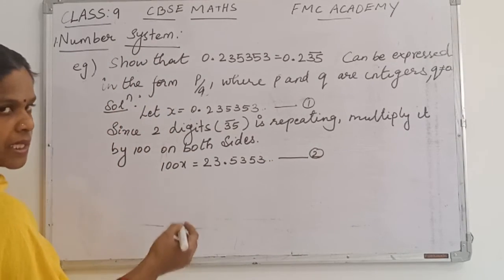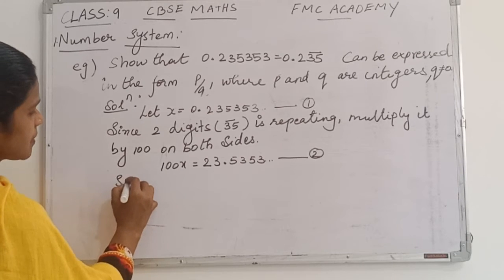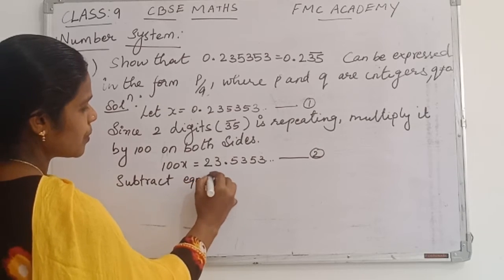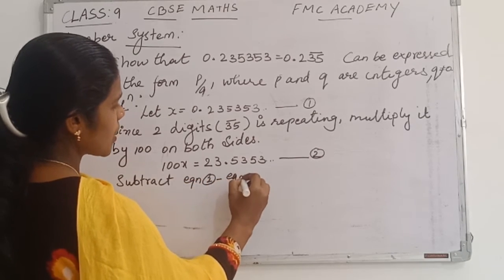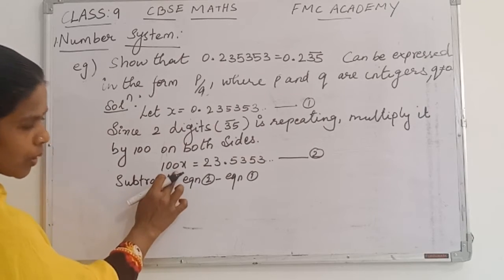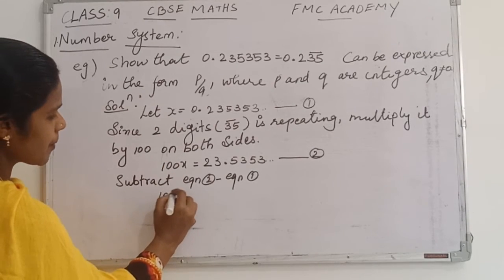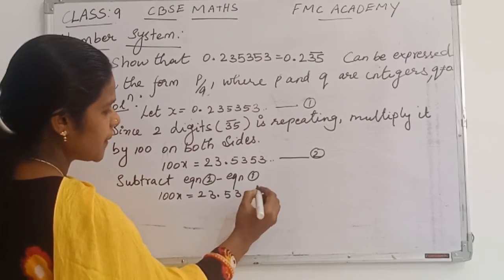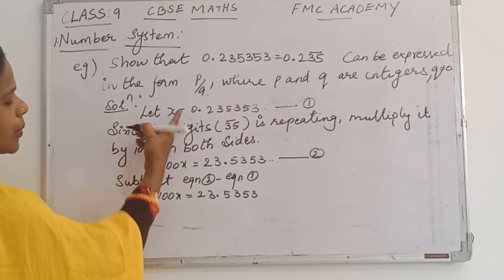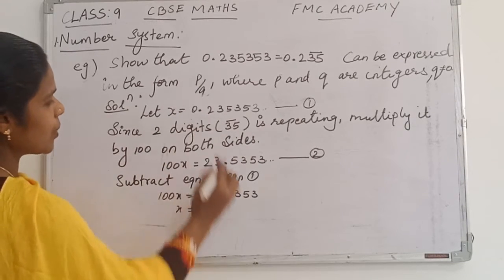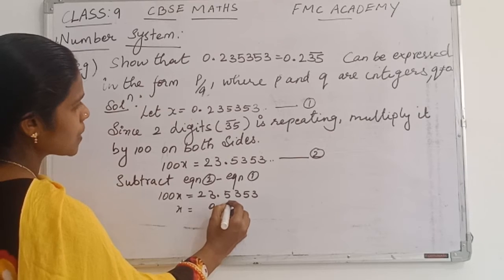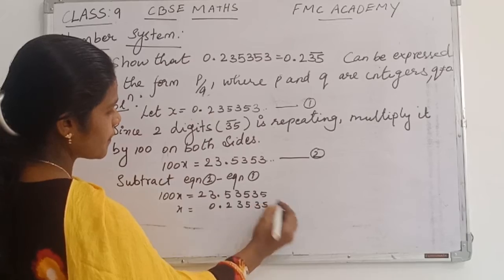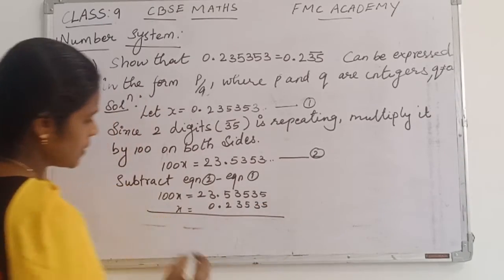So the next step will be the same as usual, that is subtract equation 2 minus equation 1. So in equation 2, what do we have? 100x is equal to 23.5353. Okay, and then the first equation, that is x is equal to, here what you have? 0.23535. Right? So just subtract it now.